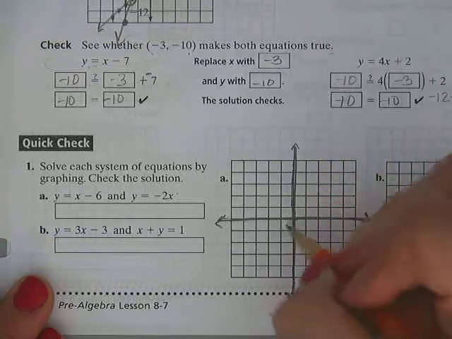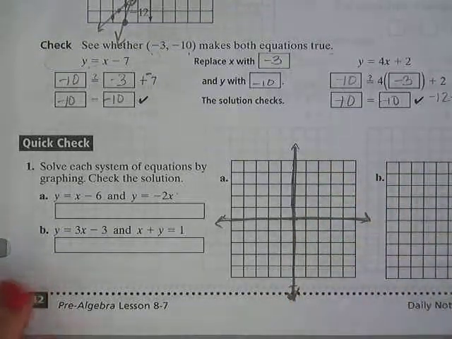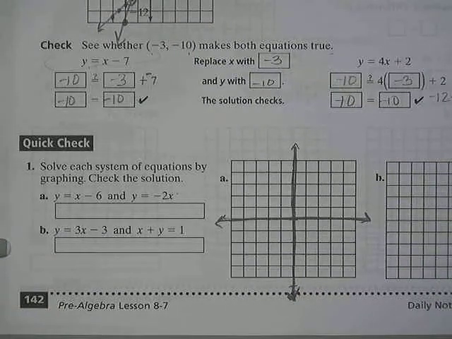Wait, what if ours are different? That's all right. Our graphs will be different. Your line will still be the same though.